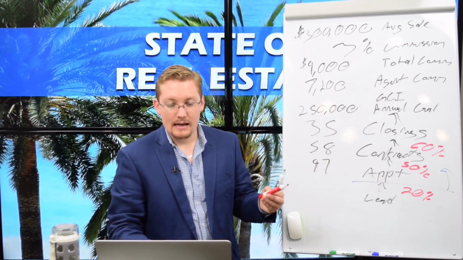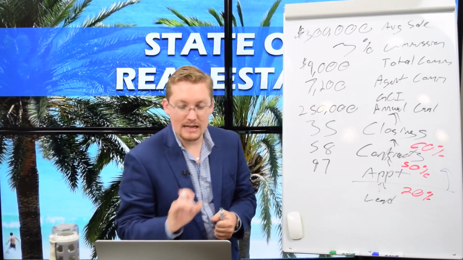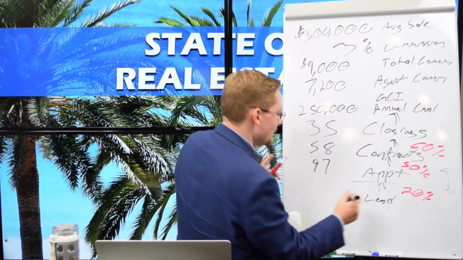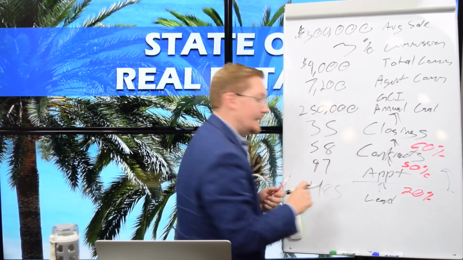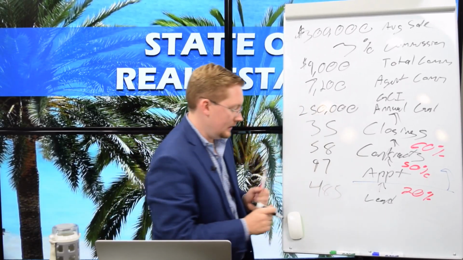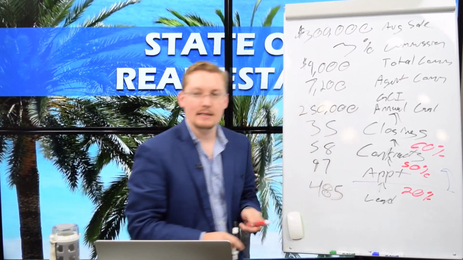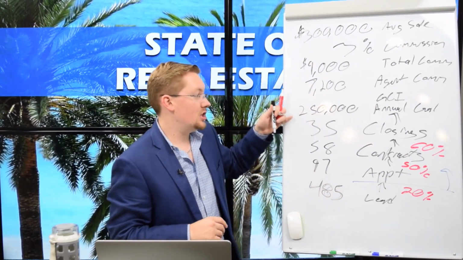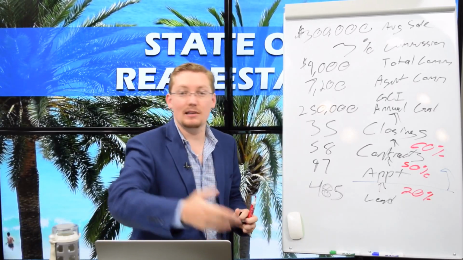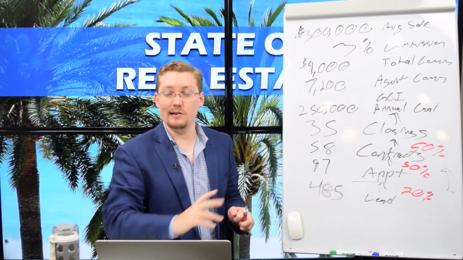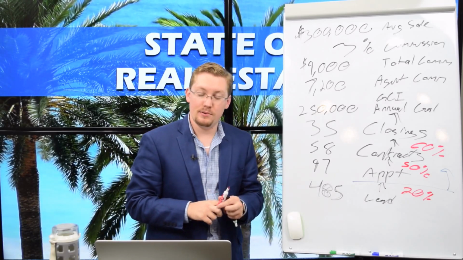But let's say if we're going to have a 20% lead to appointment ratio, that means we're going to need 485 leads. Now let's say we're using something like Zillow, where we could just purchase leads. Maybe if we're trying to achieve this higher amount, and we have money to spend on advertising on a platform like Zillow or Realtor.com or something like that, and you're doing it to a point where you can generate a certain amount of leads, that's going to cost you a pretty good amount of money.